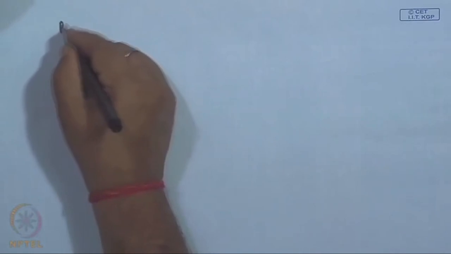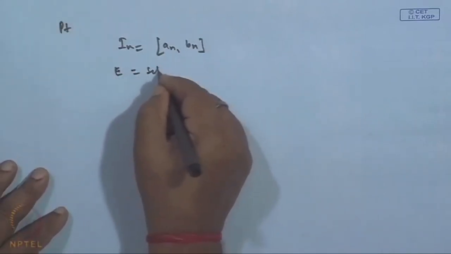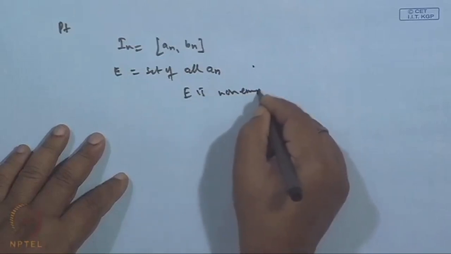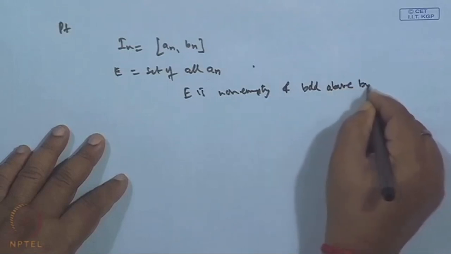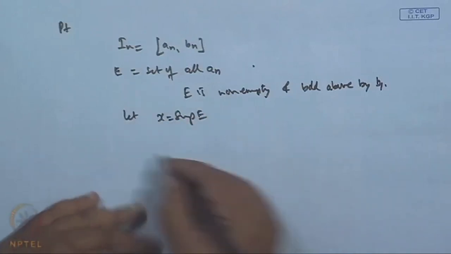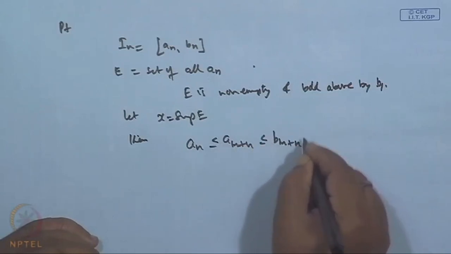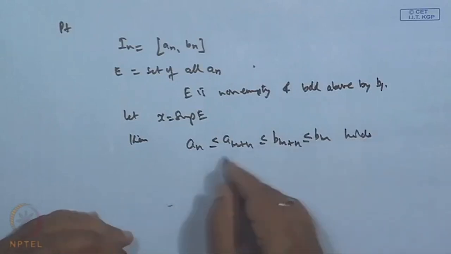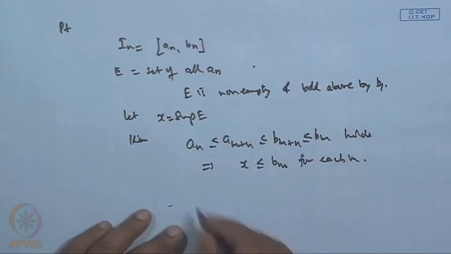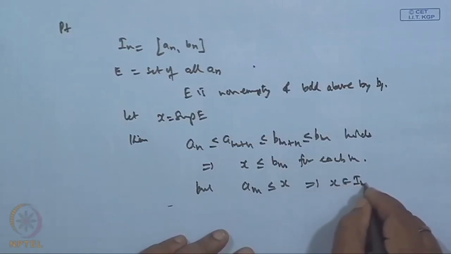The proof is very simple. Suppose I take closed intervals [an, bn], and let E be the set of all an's. Then E is obviously non-empty and bounded above by b1. Let the supremum of E be x. Then clearly an is less than or equal to am plus 1, which is less than or equal to bm plus 1, which is less than or equal to bm, holds. Therefore, when you take the supremum, we get x is less than or equal to bm for each m. But an is already less than or equal to x. So what does this show? This shows that x belongs to Im for every m.